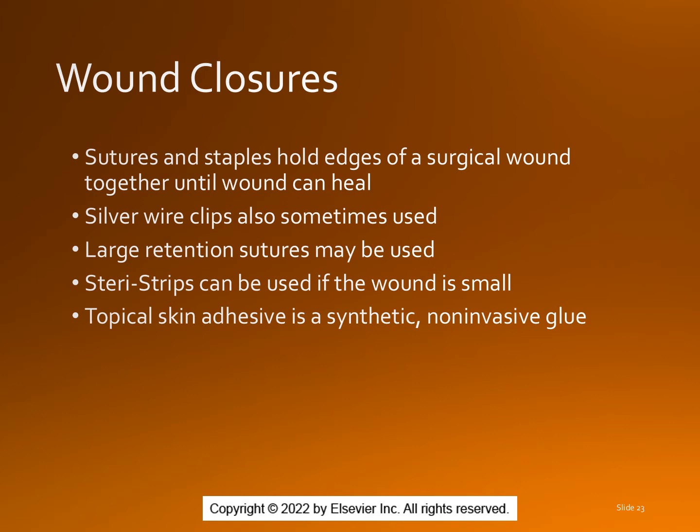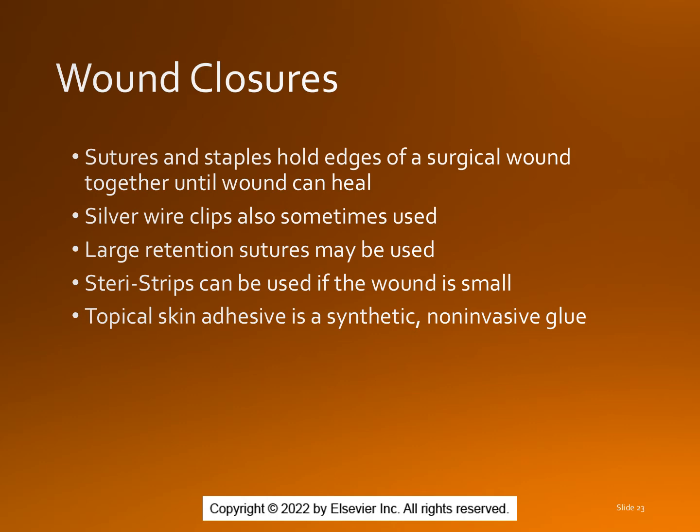Sutures and staples are typically used to hold the edges of a surgical wound together until that wound can heal. Sutures used to attach the tissues beneath the skin are made of an absorbable material. These are not removed, and they're reabsorbed or will dissolve in the body within a few days. Skin sutures are made of silk, cotton, linen, wire, nylon, or Dacron.